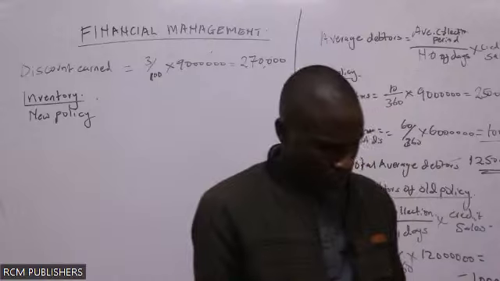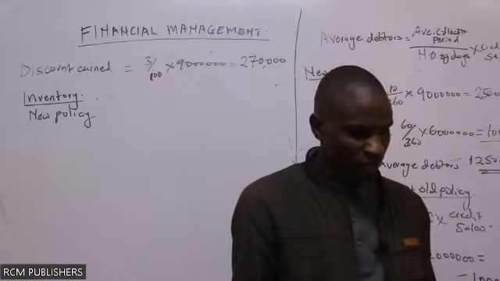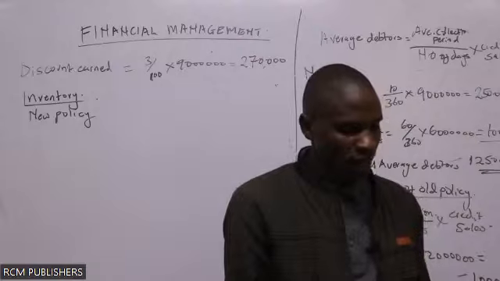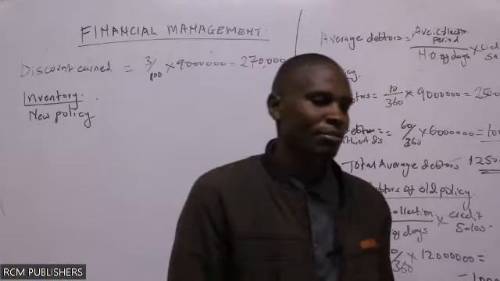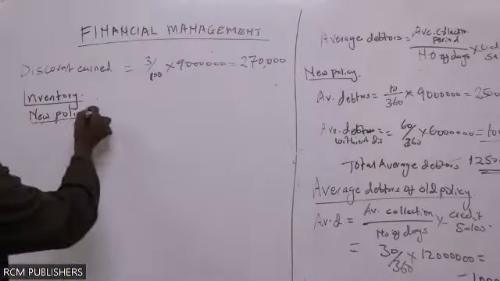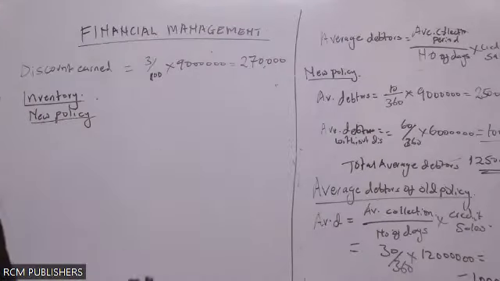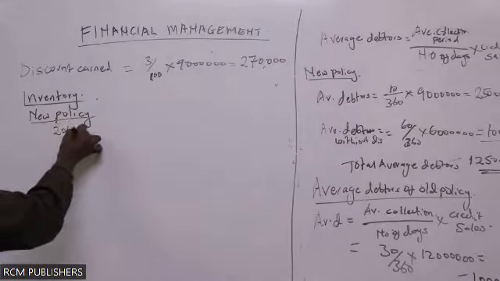Tumeambiwa information ya hii. The inventory level and variable costs are however expected to remain constant at 20% and 40% of the annual sales respectively. Sasa tuna compute tu for the new policy, sales zilichange zikakuwa ngapi? 15 million. So it is 20% over 100 of 15 million.